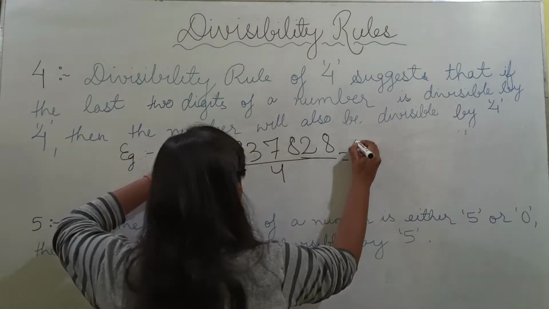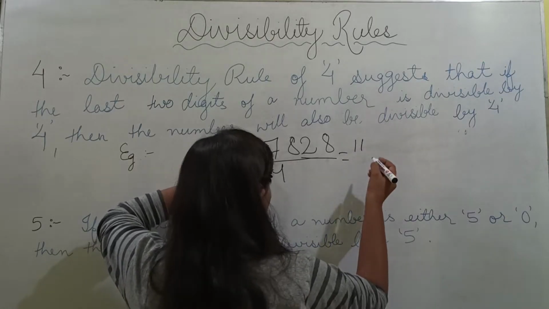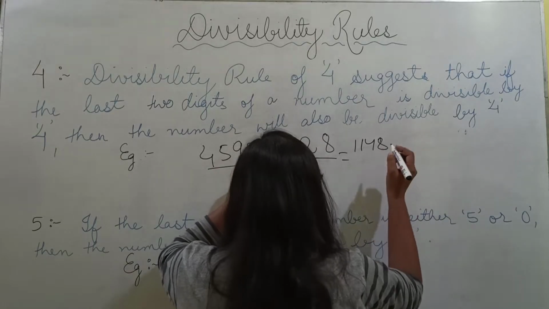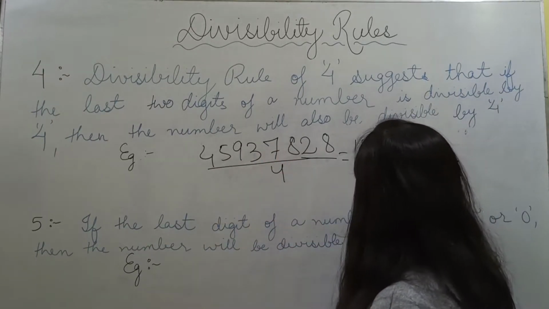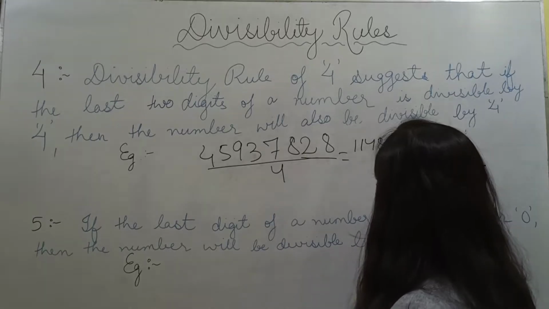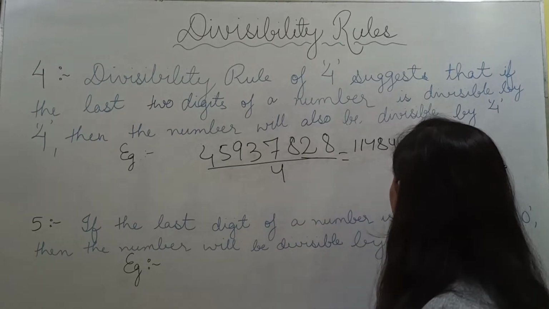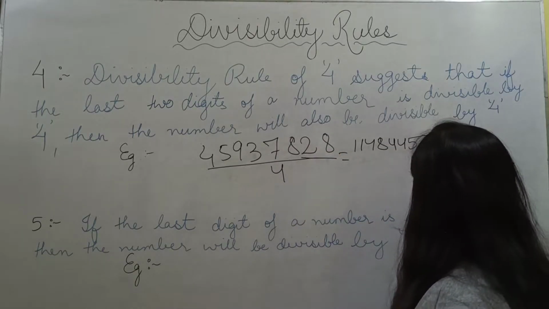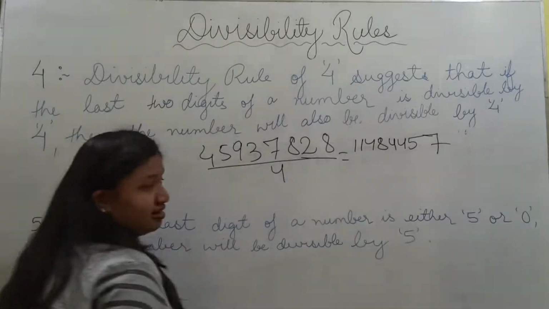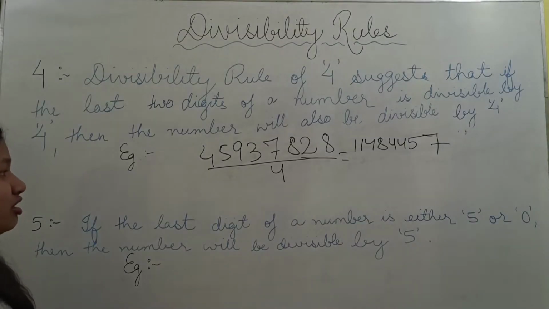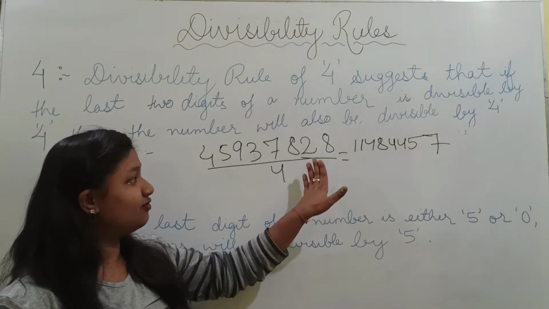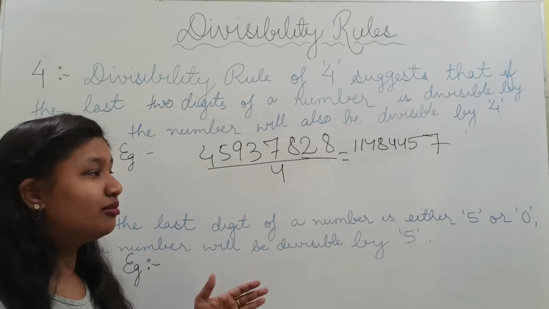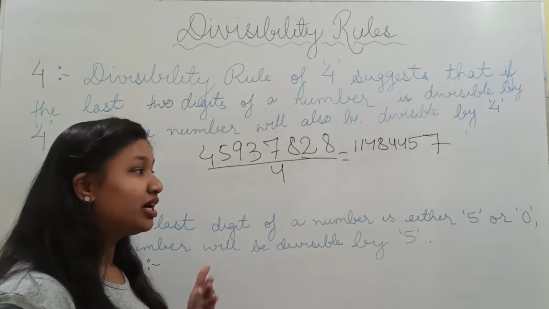So here 4 ones are 4, again 4 ones are 4, 1 will be carried, then 4 4s are 16, 3 will be carried, 4 8s are 32, again 1 will be carried, then 4 4s are 16, again 1 will be carried, then 4 4s are 16, 2 will be carried, 4 5s are 20, and lastly 2 will be carried, then 4 7s are 28. See, the number got divided. So now we can be sure of the rule that if the last two digits of any number are divisible by 4, then the whole number must definitely be divisible by 4.